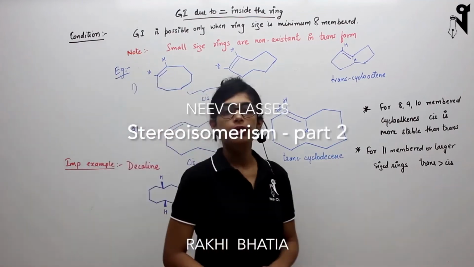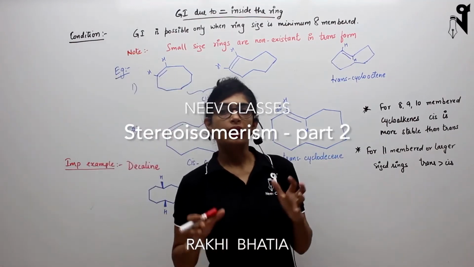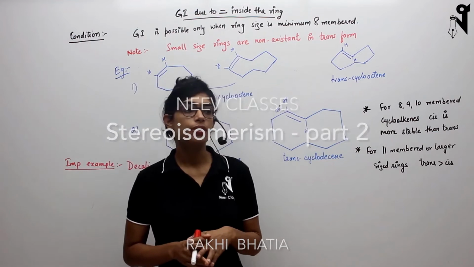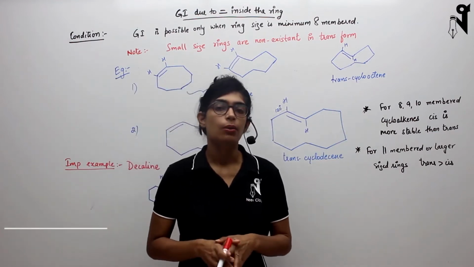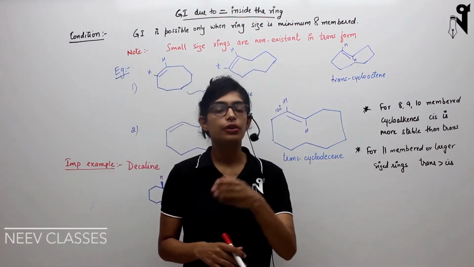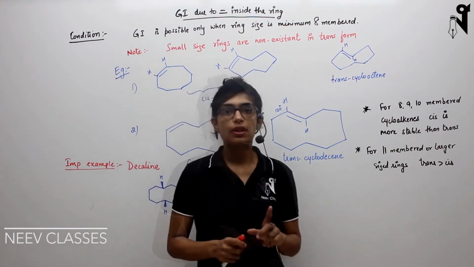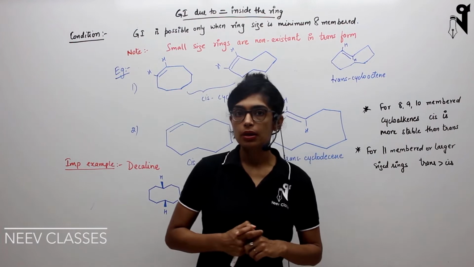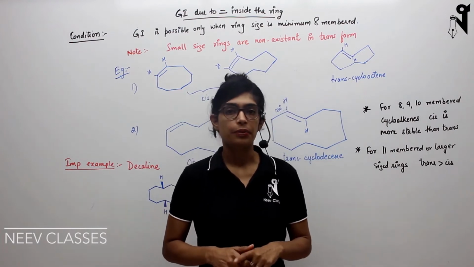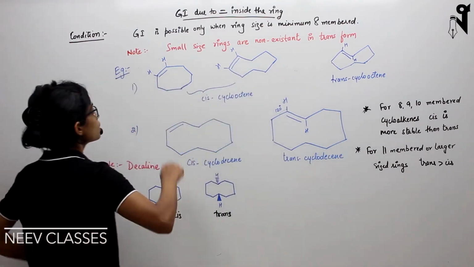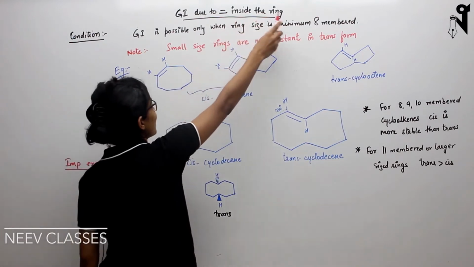Today again it is the second lecture of stereoisomerism. In the last class we had discussed what is stereoisomerism, what is GI, what is geometrical isomerism, and in what all different conditions GI can occur. We discussed carbon double bond carbon and ring system cases. Now in today's class we will understand GI due to double bond inside the ring.